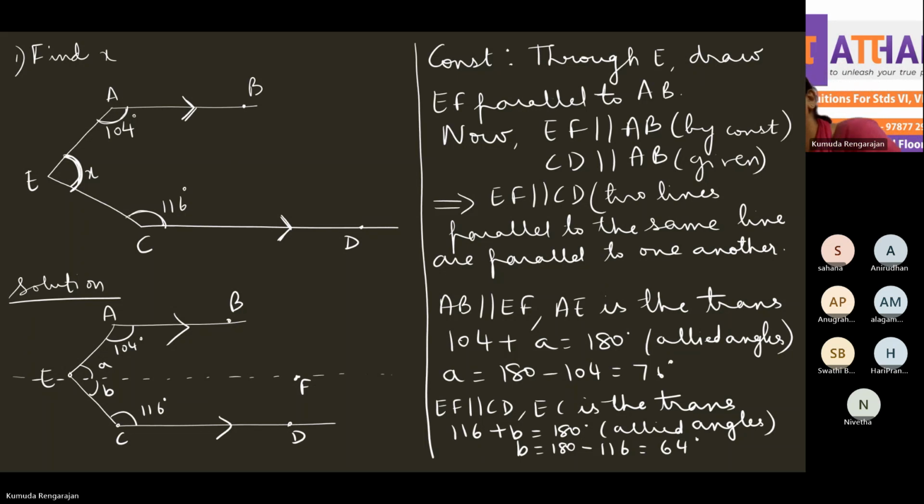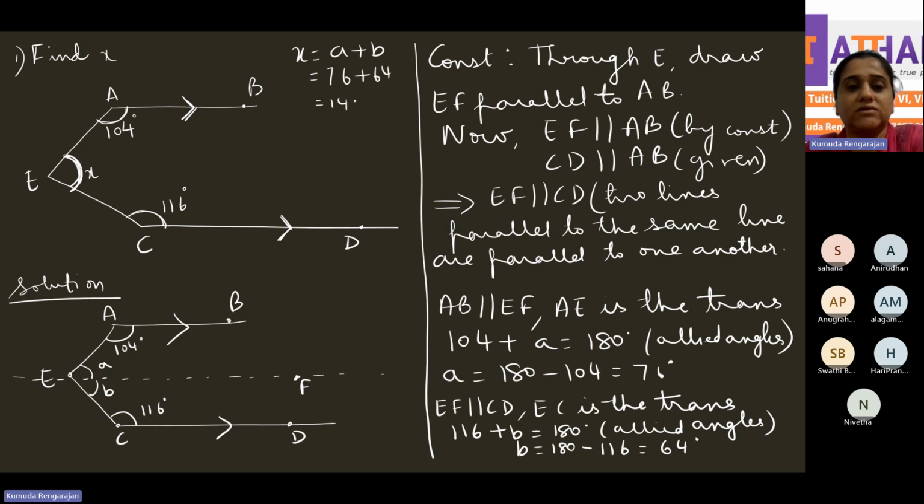Finish writing. So how will you finish the answer? We found A and B. Now how will you find X? X is equal to A plus B. Therefore, X is equal to A plus B. A plus B, that is 76 plus 64. So X is equal to 140 degrees. I'm completing the answer here.